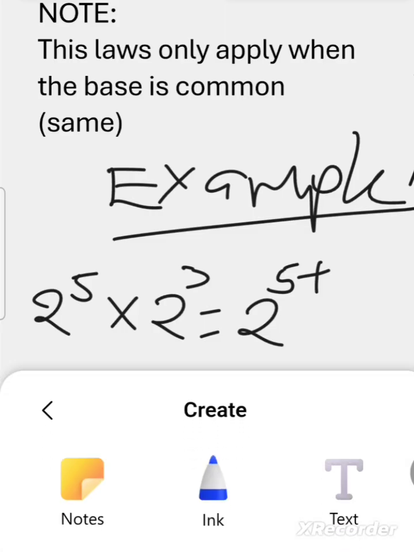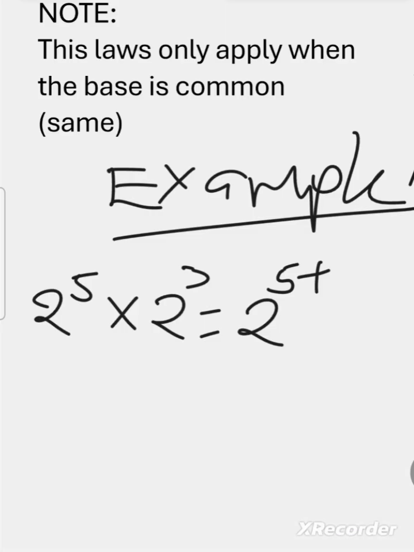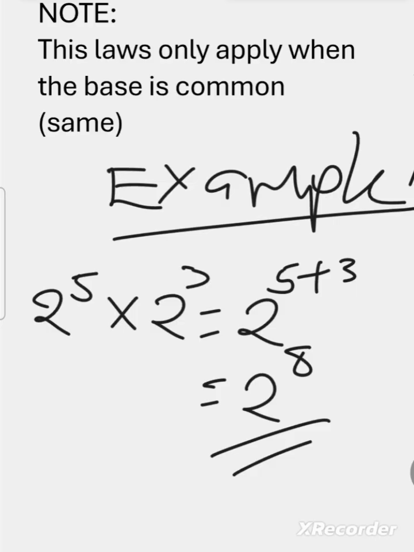Plus 3, because our second index is 3. So this will be 2 power 8, and that will be your answer. Why is it possible to apply this law? It is because the first base and the second base are common. So the two bases must be the same, all must be common.